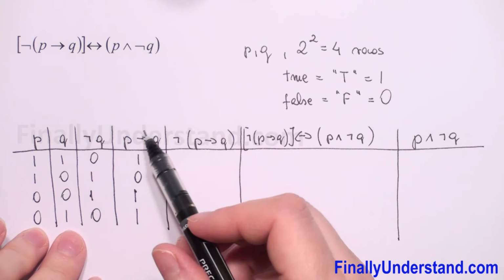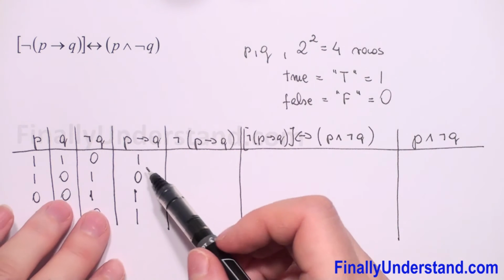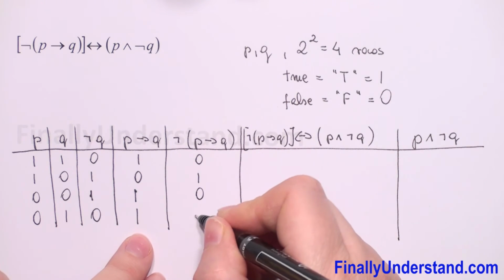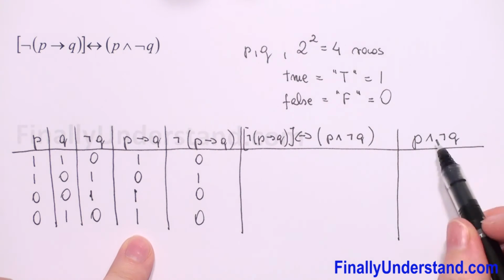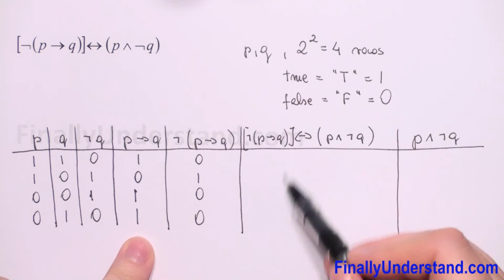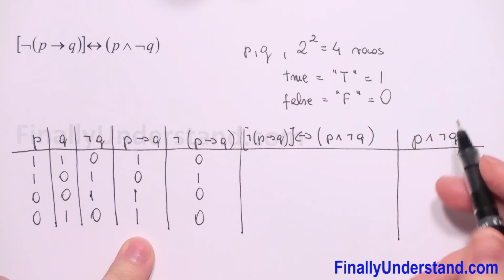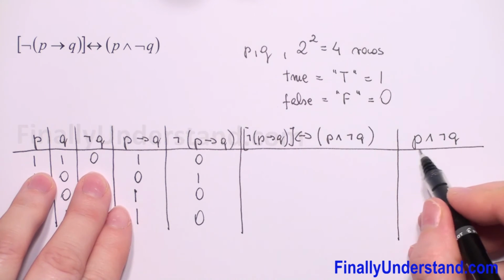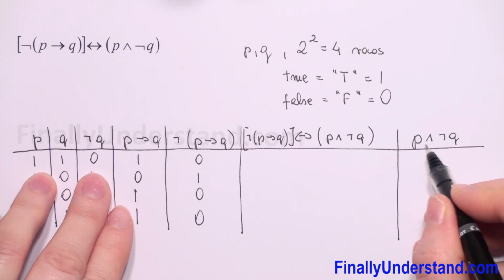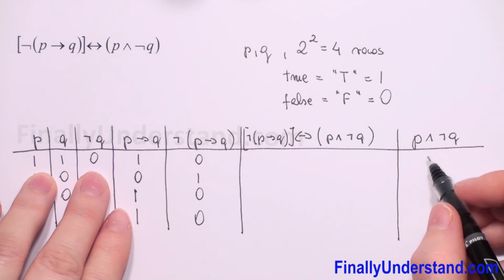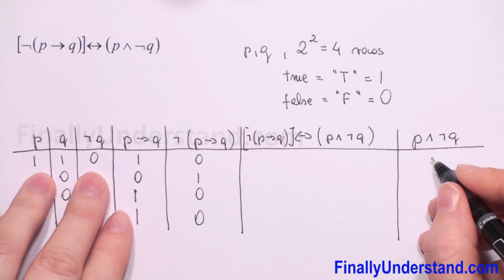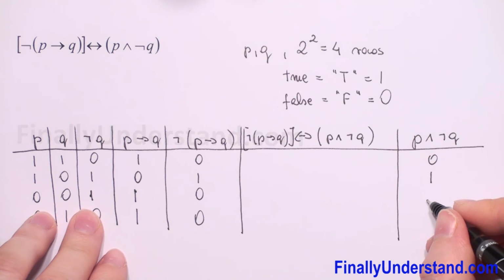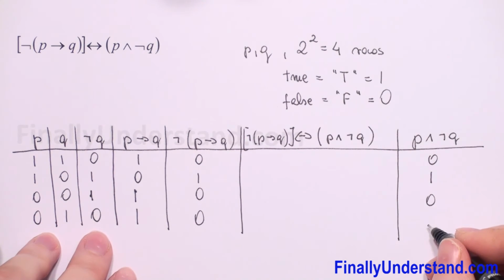Next, we have the negation of our conditional statement. So not 1 will be 0, not 0 will be 1, 0, 0. Next, we have to do the last column, because we need this for this part. And we have P and not Q. So we have a conjunction. A conjunction is true only when both statements are true. So we have P and not Q: 1 and 0, so this is 0, 1 and 1, so this is 1, 0 and 1, so this is 0, 0 and 0, so this is 0.